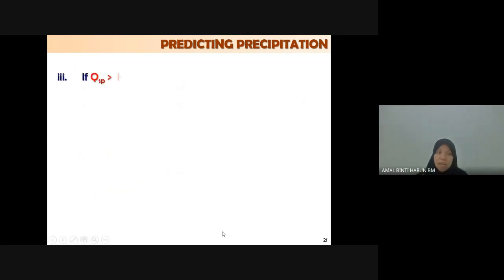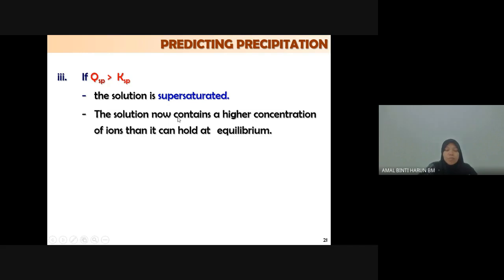Okay. Tapi kalau QSP greater than KSP, so it is oversaturated ataupun kita panggil supersaturated. Maksudnya dia dah terlebih ion. Concentration ion tu tinggi. So banyak ion duduk sebelah mana? Sebelah kanan. So bila banyak ion ni akan bergabung dan tukarkan kepada precipitate menjadi solid. So it will shift to the left.